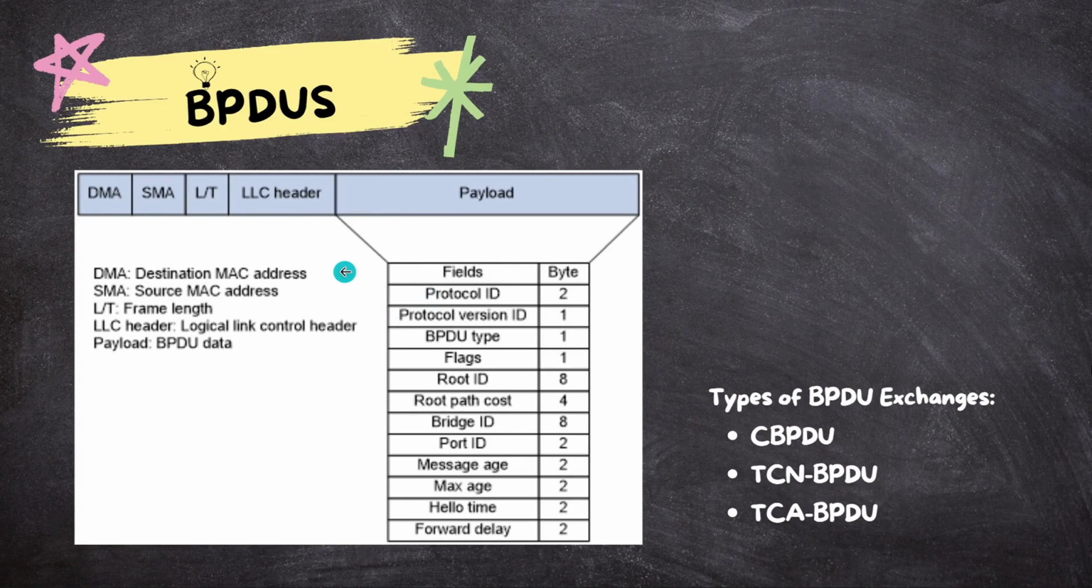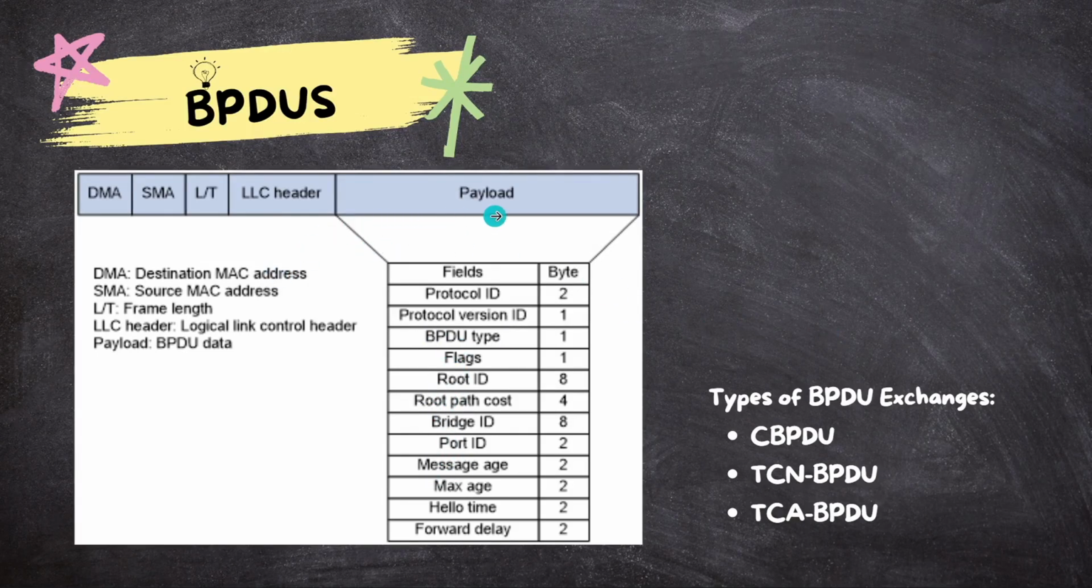These BPDUs are exchanged over the switched network to build a spanning tree topology, so that there will be no loop in the existing topology, to avoid network congestion and broadcast storms and all that, right? That we discussed in the last video. These are a few terms: protocol ID, protocol version, BPDU type, flags, root ID, root path. We'll see all of this.